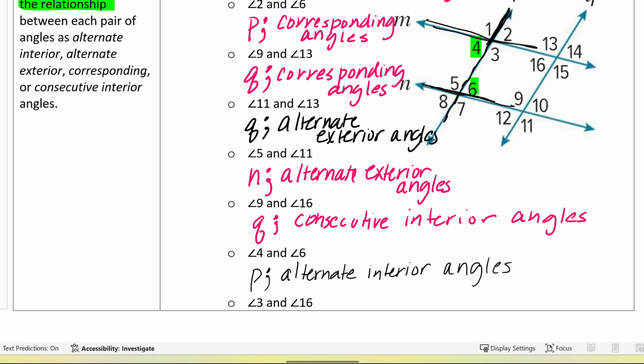And then finally, 3 and 16. So those are right next to each other. So the transversal does appear to be this one, M. It's cutting P and Q. So I'm going to put M as my transversal. Sorry, there's no room there. And it looks like those are the consecutive interior. They're on the interior on the same side.